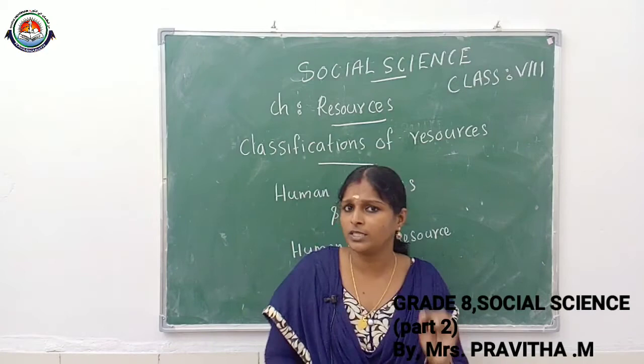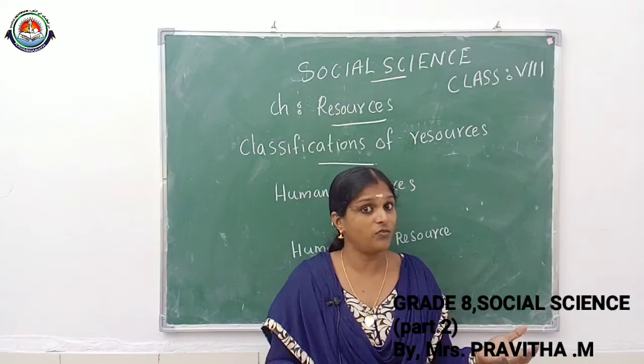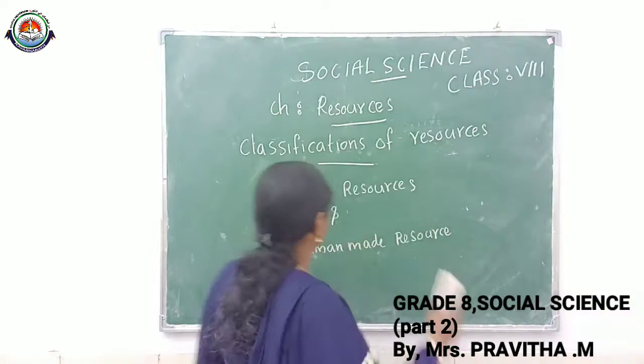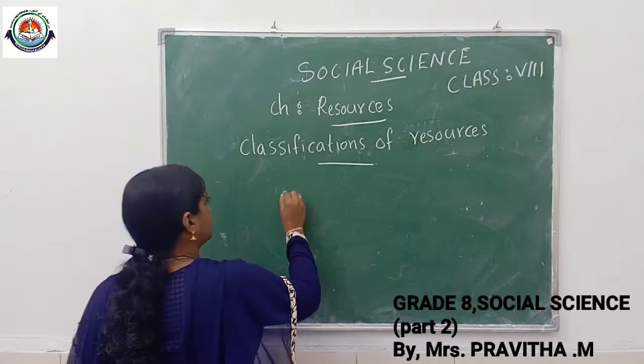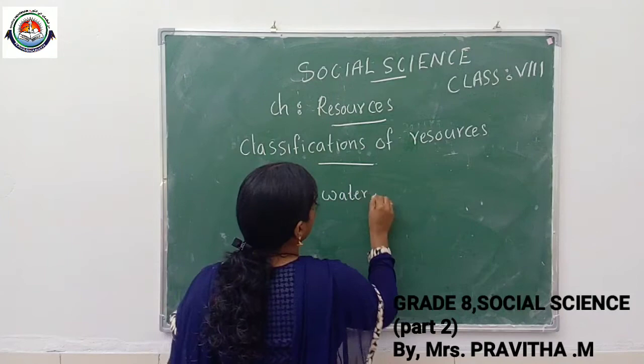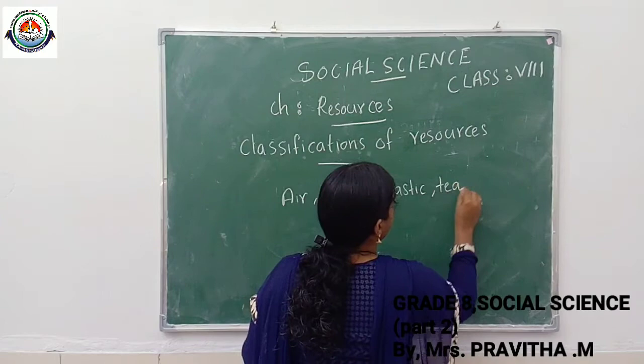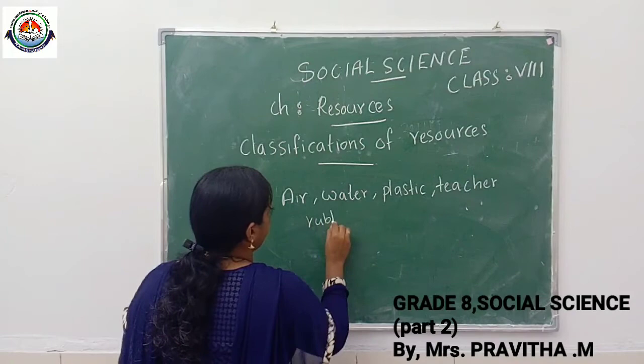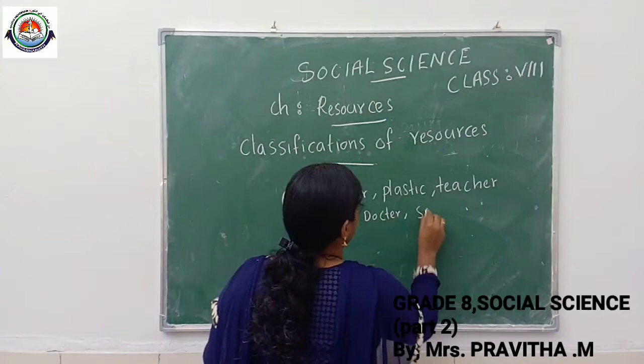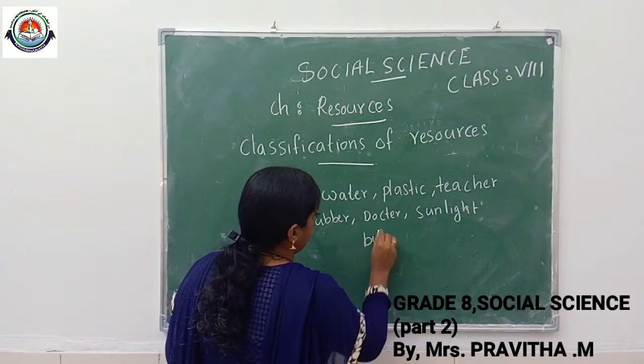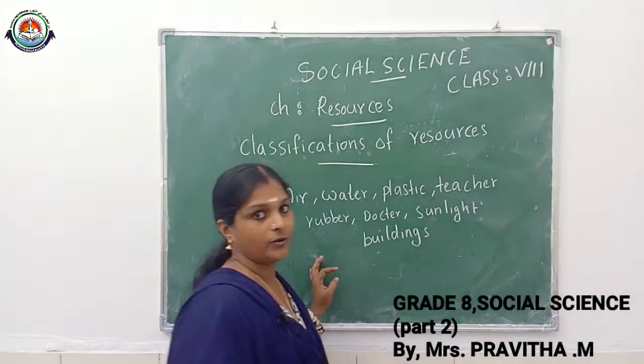Now we will do a small activity. I will give some examples, and you identify which type of resource each is. I will write on the board. Just identify. These are some examples. Children, can you tell which type of resource each of these is?